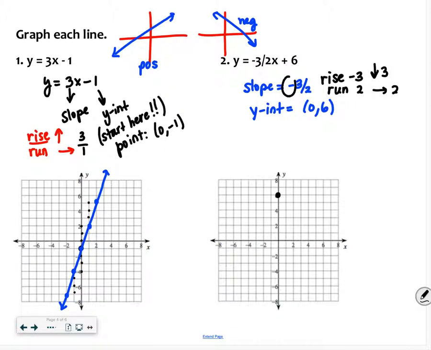And the big thing to notice is that this is a negative. So it doesn't matter if you go up or down. Like I could have gone up 3 and left 2. That's the same thing, because in the end, I would have this negative slope. So just check that as you're going. If you have a negative slope, make sure it goes downwards. So if I have (0, 6) and I go down 1, 2, 3 over 1, 2, I get there. Down 1, 2, 3 over 1, 2, right there. And then I can graph the line.